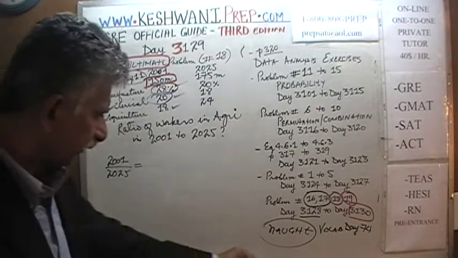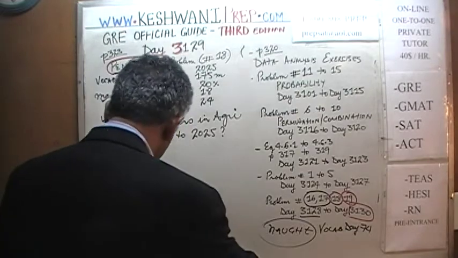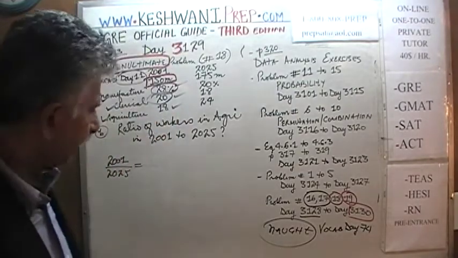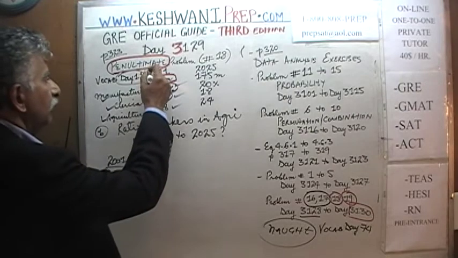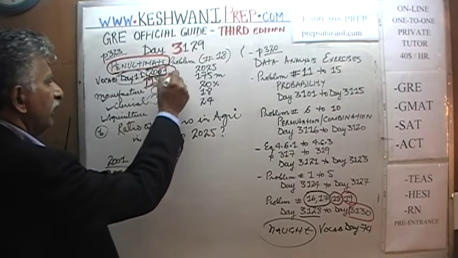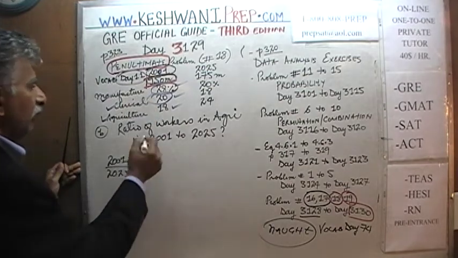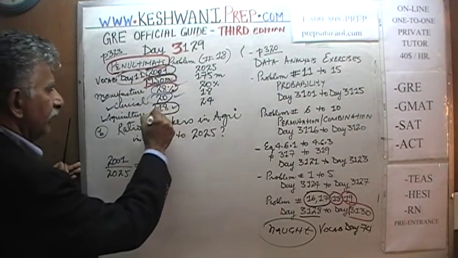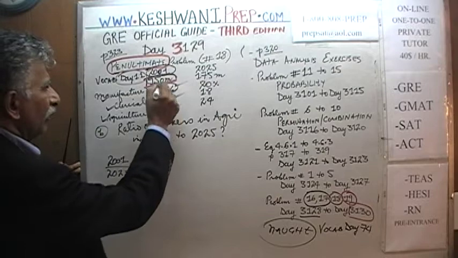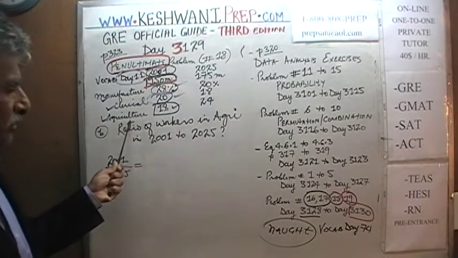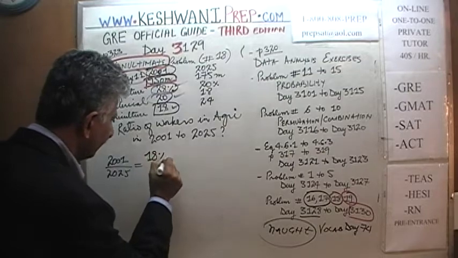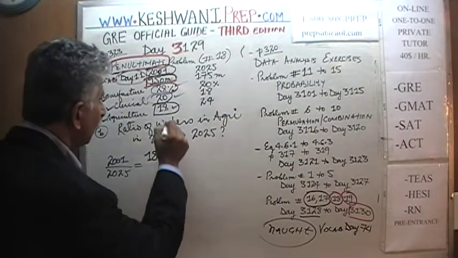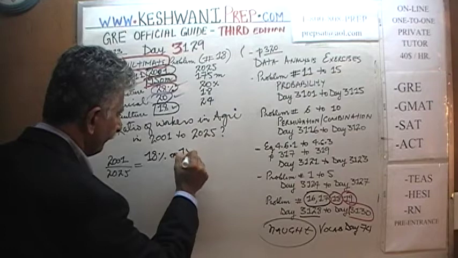Oh, what do we find? Let me change the marker. This marker doesn't have much ink left. I don't like it. In 2001, here we go. In 2001, first of all, we have 150 million workers, and we're looking for agriculture. Agriculture is right here. So it is 18% of 150 million. Agriculture employed 18% of the workers, 18% of 150 million.